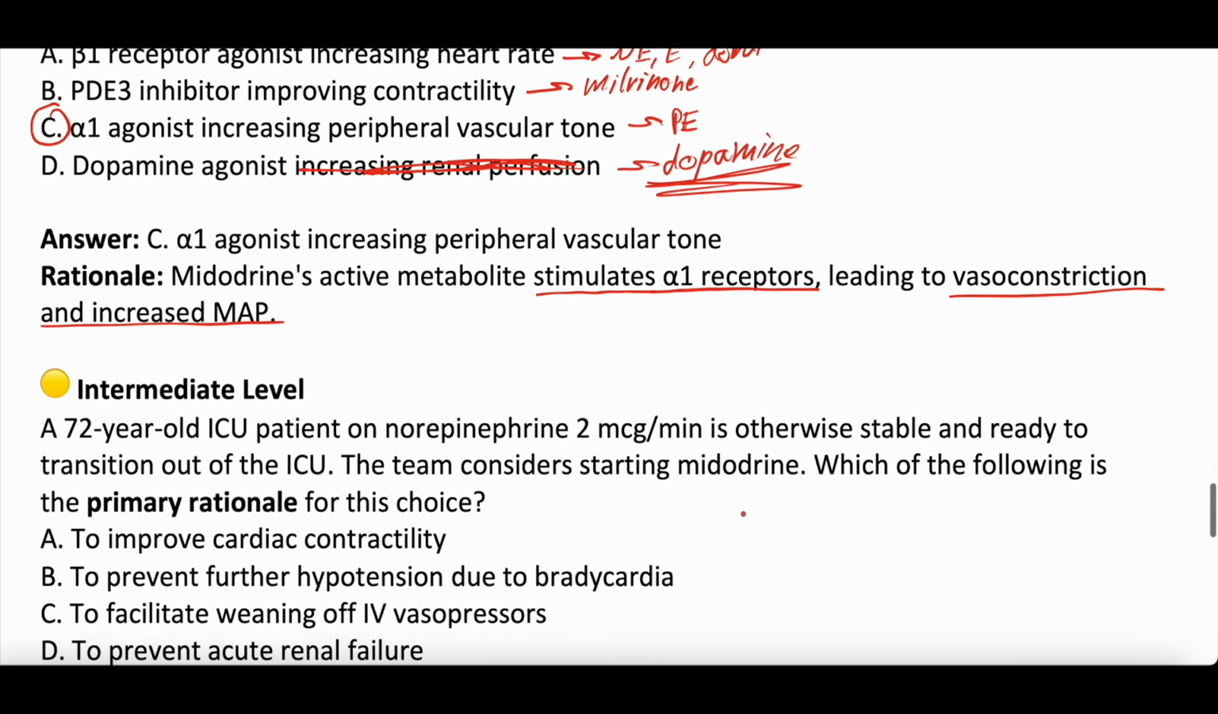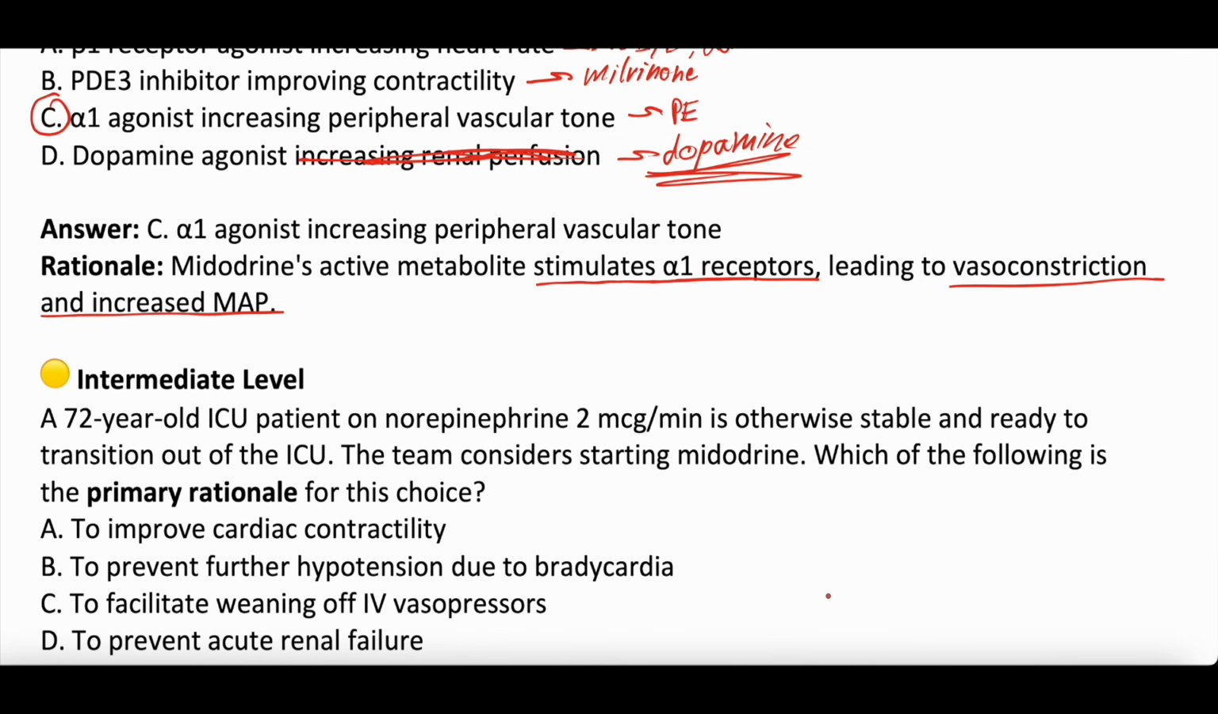All right, question number 2, intermediate level. A 72-year-old ICU patient on norepinephrine at 2 micrograms per minute is otherwise stable and ready to transition out of the ICU. The team considers starting Midodrine. Which of the following is the primary rationale for this choice? A, to improve cardiac contractility. B, to prevent further hypotension due to bradycardia. C, to facilitate weaning off IV vasopressors. Or D, to prevent acute renal failure. Pause here if you need more time.